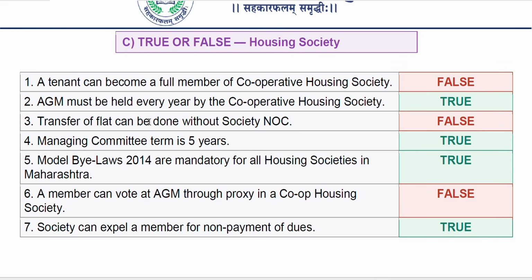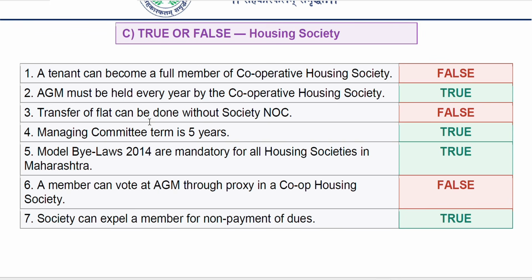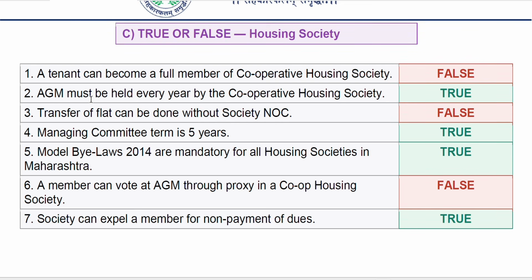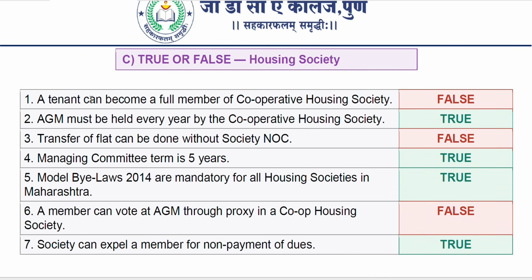True or false for CHM paper. A tenant can become a full member of cooperative housing society: false. AGM must be held every year by the cooperative housing society: true. Again, true or false, we haven't given any explanation for that, because it's a very short period to explain everything in detail.